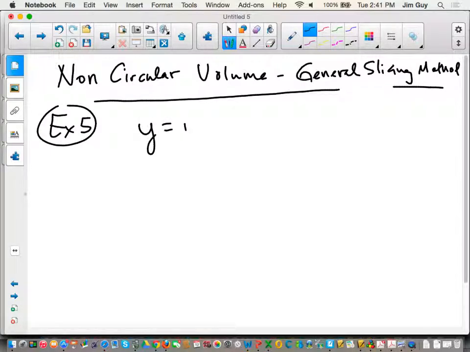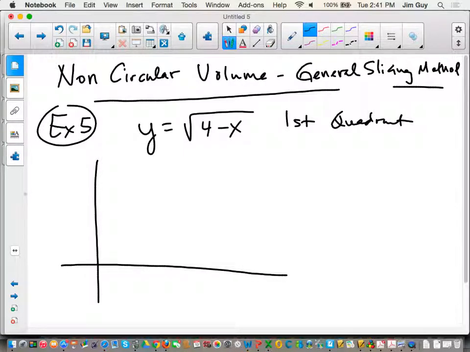Once again, you start with equations to define the shape. This is first quadrant. So you graph it. And you put in 0 and you get 2. So 1, 2, 1, 2, 3, 4. So here is your first starting shape right here.